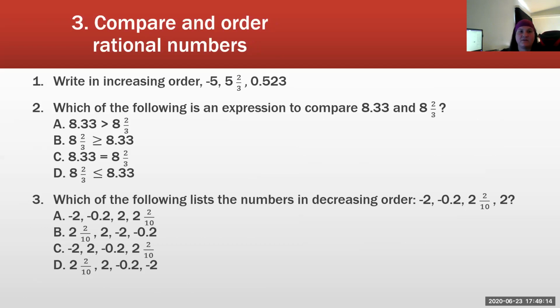Okay, then we need to do which of the following is an expression to compare 8.33 and 8 2/3. Which of the following lists the numbers in decreasing order? 0, 2, -2, -0.2, 2/10, and 2. So if you want to write these down on your piece of paper, I encourage that. Go ahead, pause the video again if you need to write these out, but we're going to just keep plowing through and work on my whiteboard.